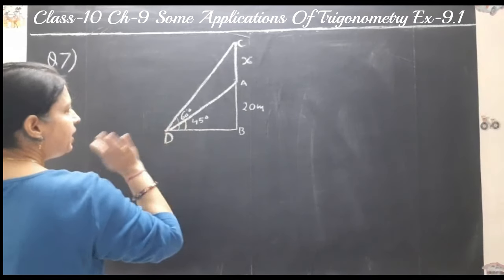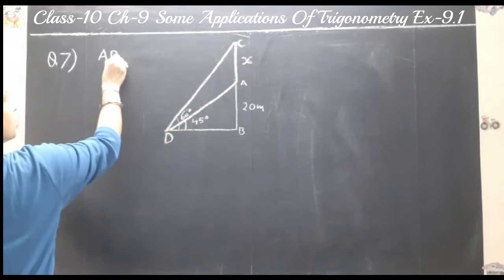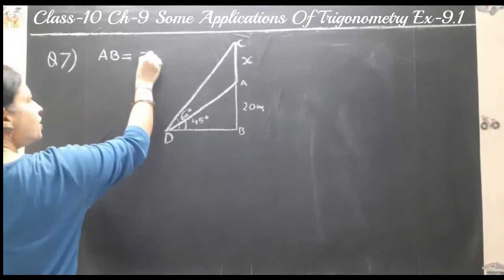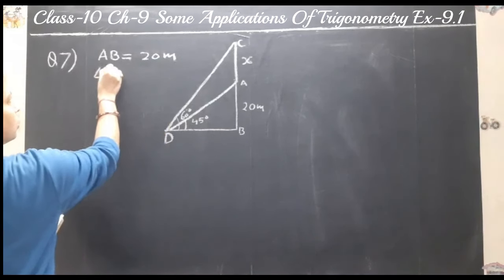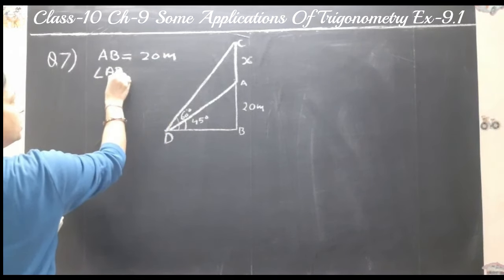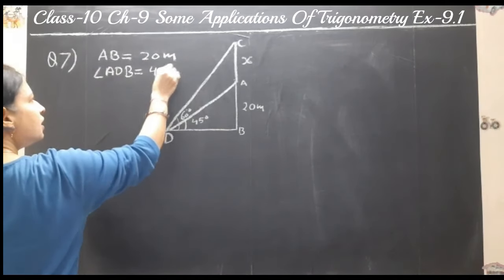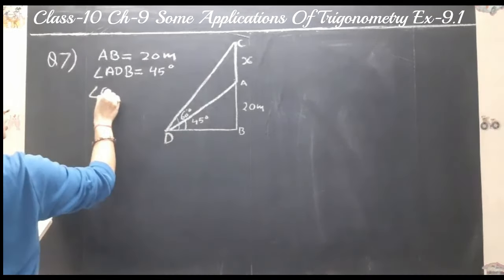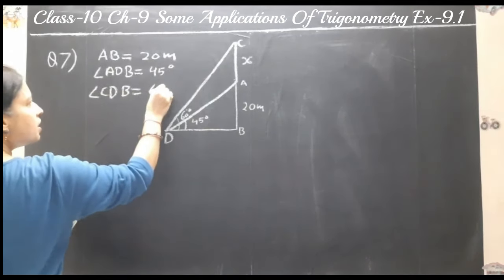Okay, so first write what is given. AB is given 20 meter. Angle ADB is given 45 degrees. Angle CDB is given 60 degrees.